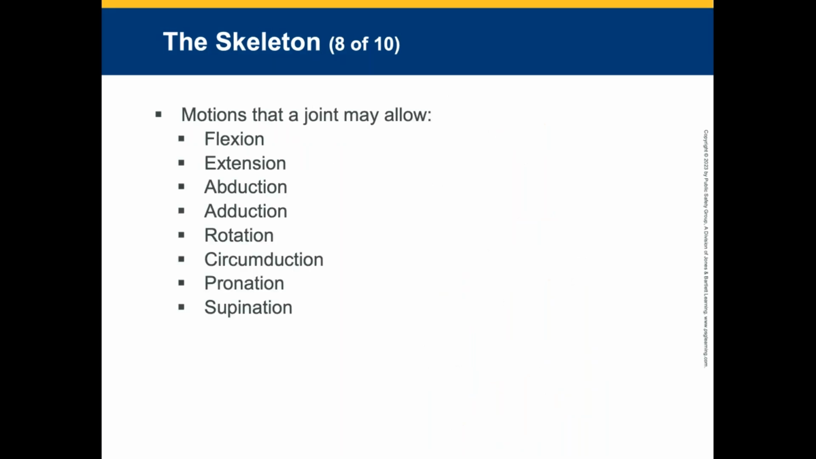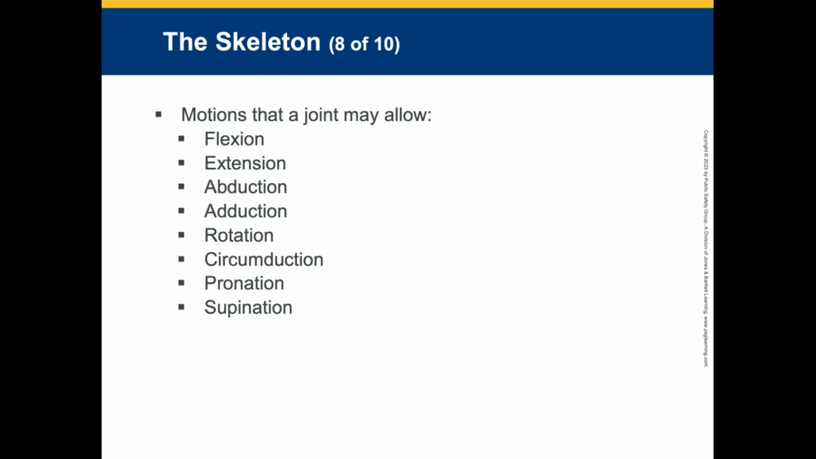So motions that a joint may allow would be flexion, extension, abduction, adduction. So remember, flexion being flexing towards the body, extension being away, right? Abduction is taking your legs and kind of like spreading them apart, moving your arms away, where adduction means adding to the body. Rotation, circumduction, pronation, supination. So pronation would be palms down, supination, palms up.